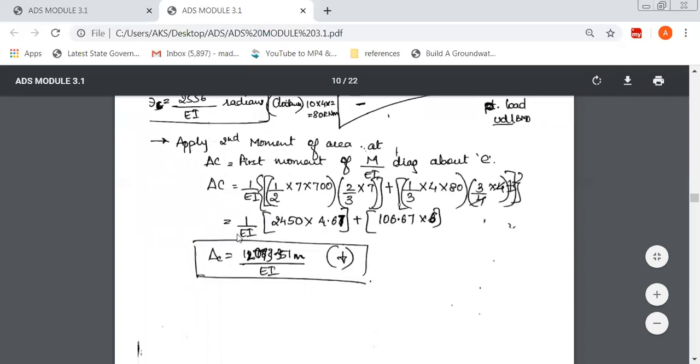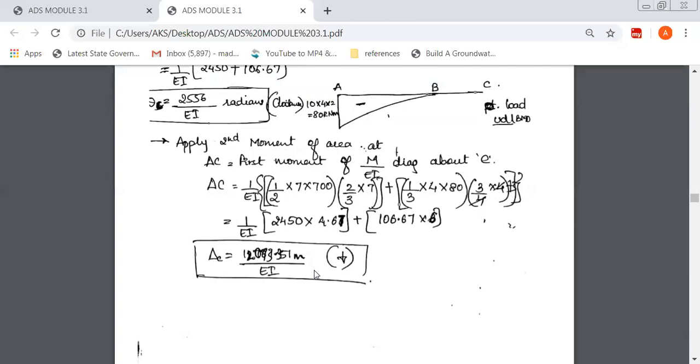So when you solve this, taking 1 over EI common, you'll get delta C as this value. Again, the answer is positive. Because the answer is positive, the deflection is downward. So deflection will be either upward or downward, and rotation will be either clockwise or anti-clockwise.